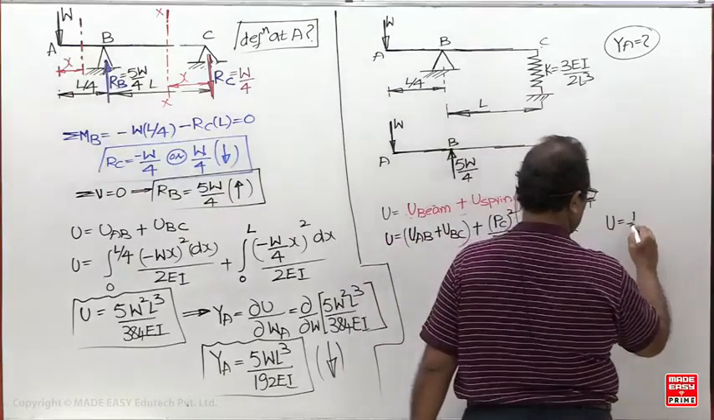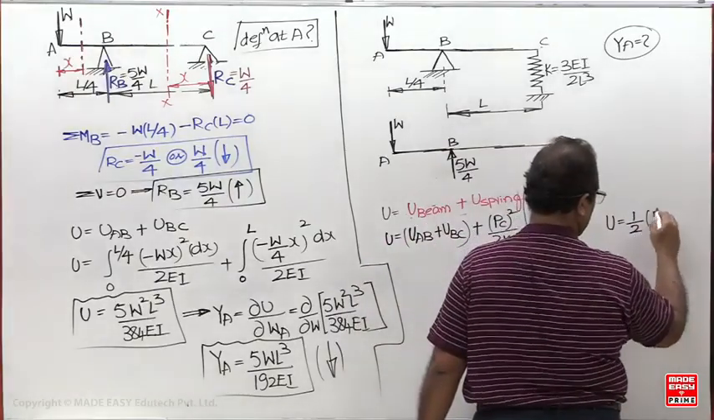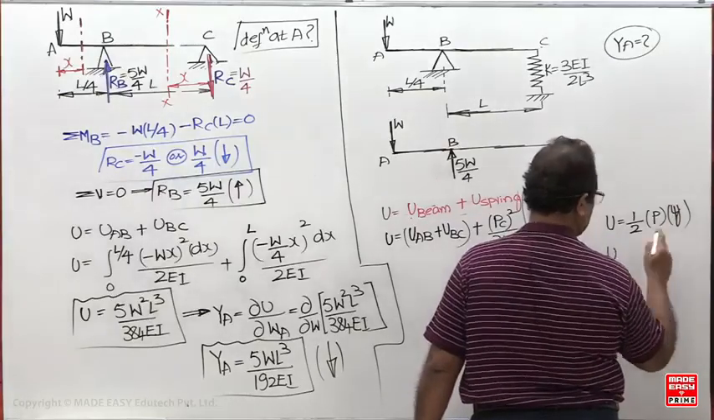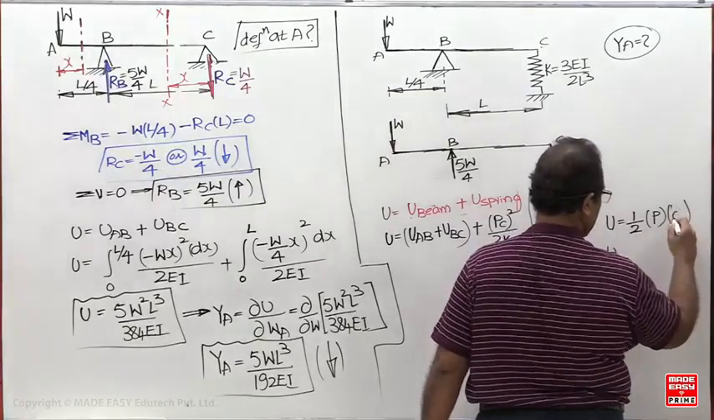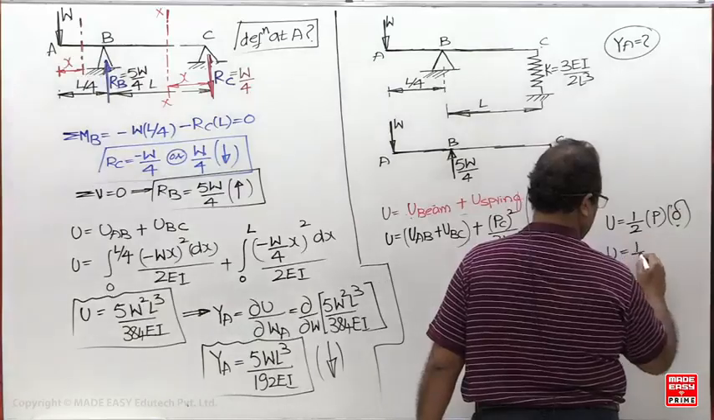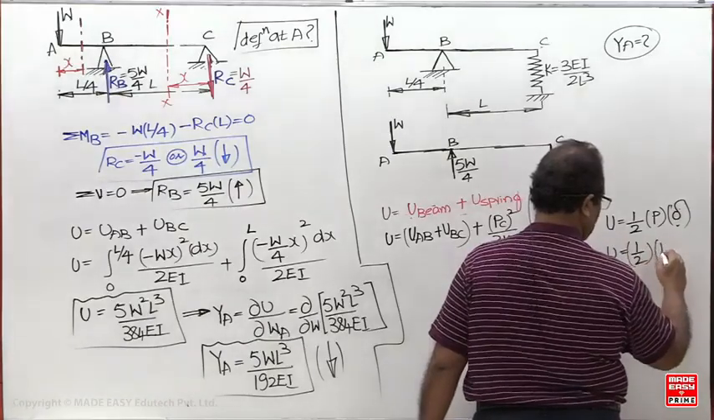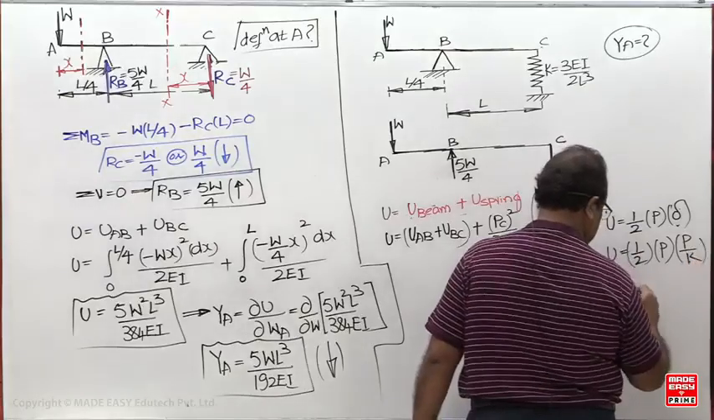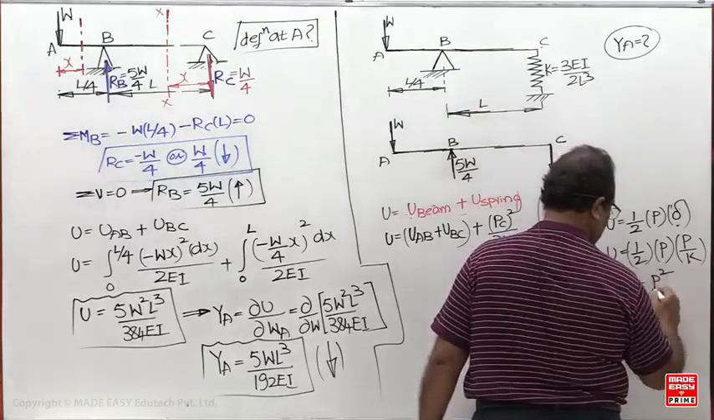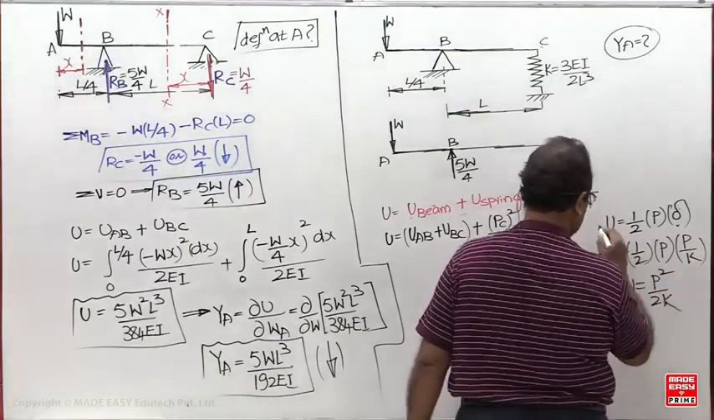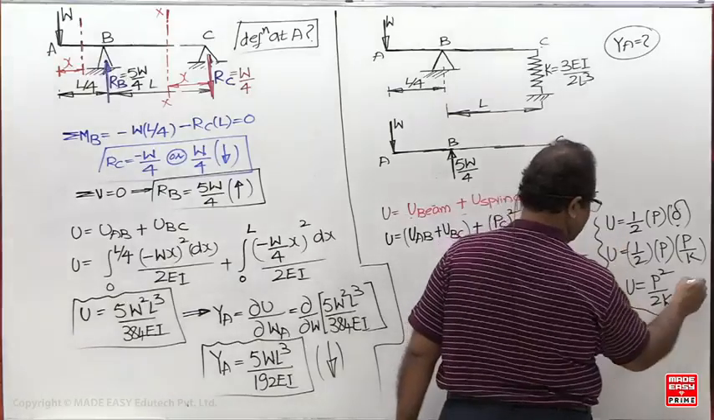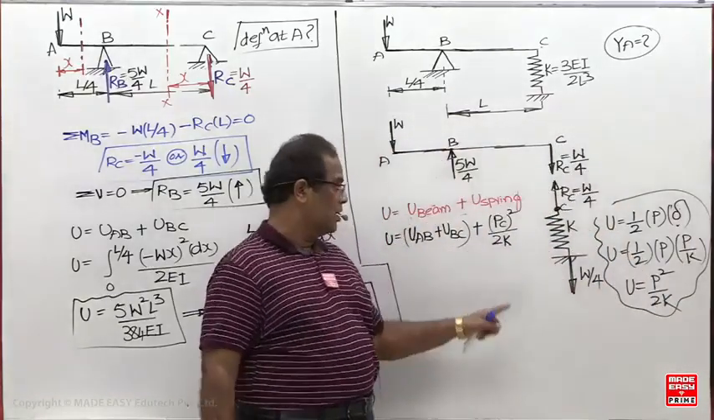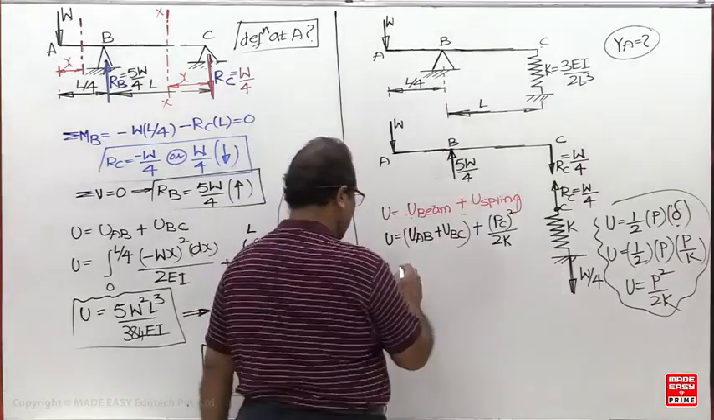You can use the work done concept. Half P into elongation. What is the elongation now? P by K. So you can use strain energy equal to P square by 2K. So whenever a spring is given, if you know the stiffness, you can use the work done concept, P square by 2K. So what value did you get now?